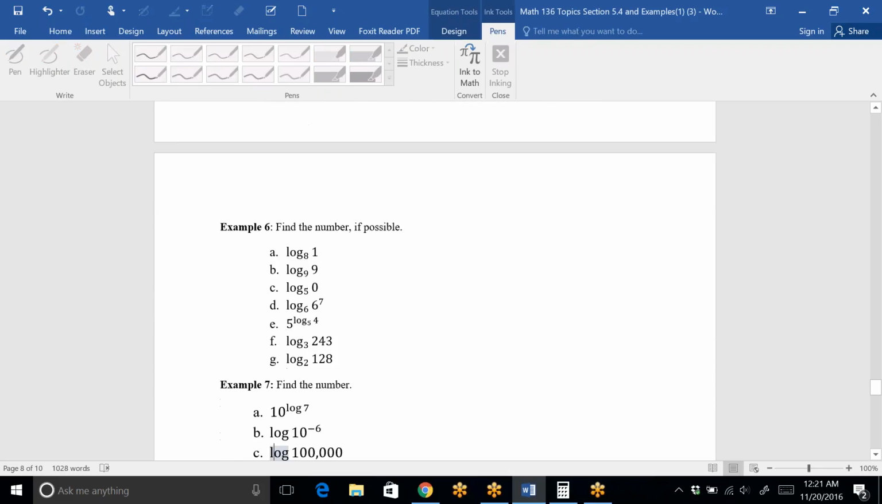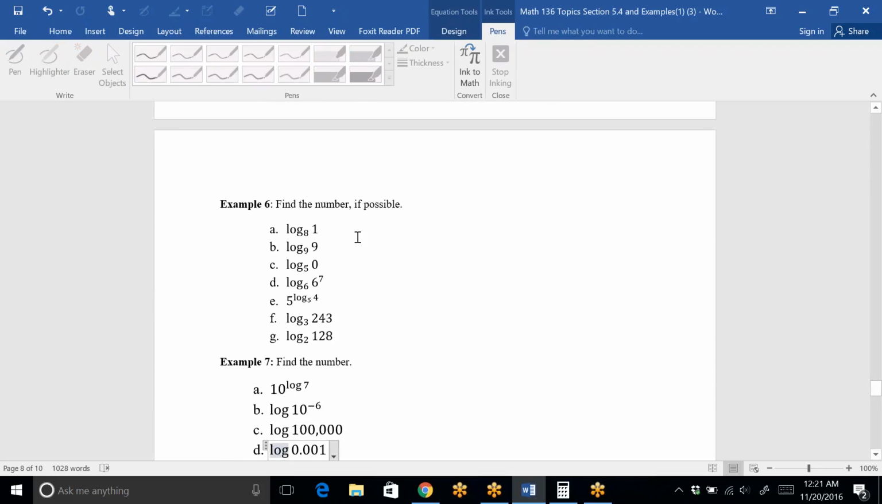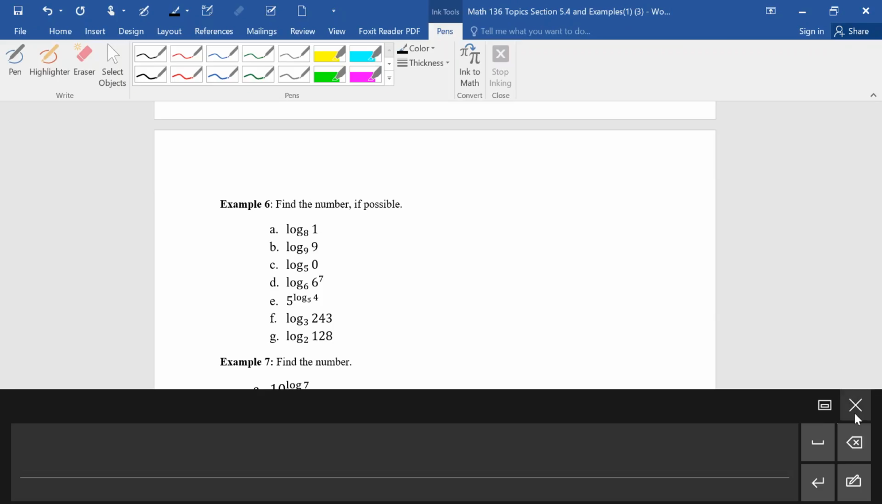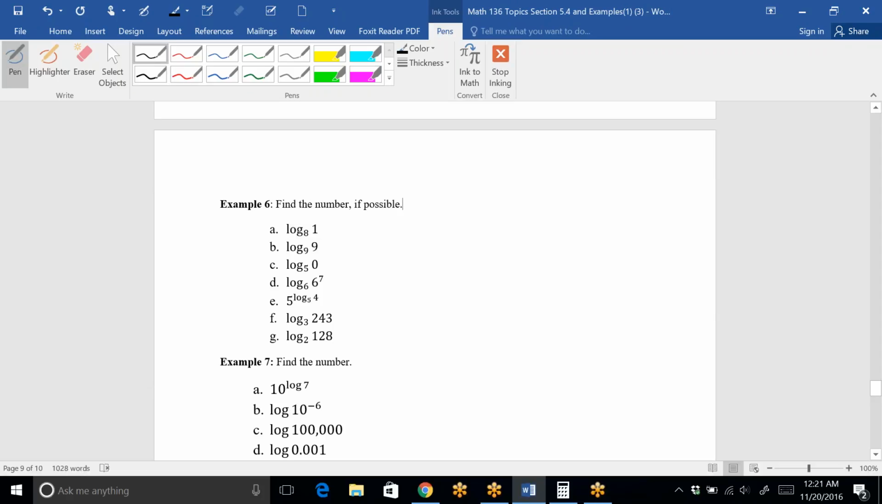And find the number if possible. This is to test to see if you know your properties. 8 to what power? This is how we read this. 8 to what power equals 1? Well, the only thing that makes things equal 1 would be 0. If the bases match, it's just the exponent of this guy, so that's 1. You cannot equal the 0 power, so this is undefined. Or excuse me, you can't raise something to a power and equal 0.